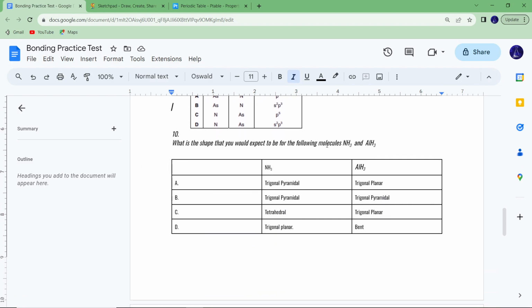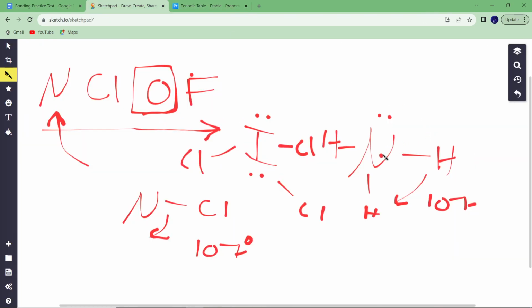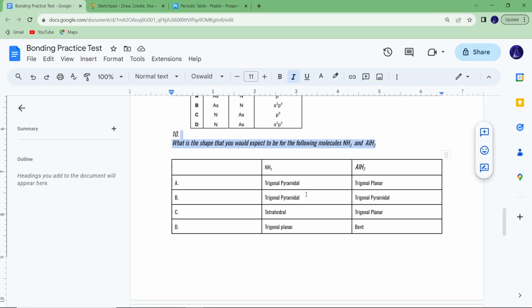Next, number 10, it's going to say what is the shape that we would expect for the following molecules. And in this case, it has NH3 and AlH3. NH3 is a case we've been drawing all day. It has 3 H's around it, and it has that dot. And this one's going to end up being pyramidal, trigonal pyramidal. So therefore, we have these two.